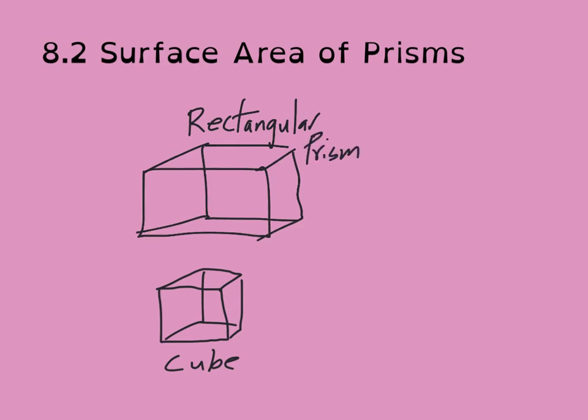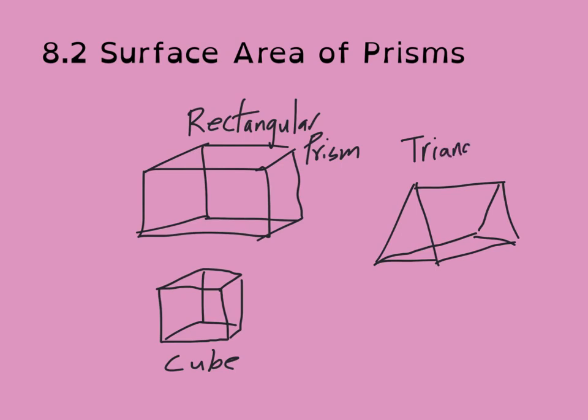Now, the other one we're going to talk about today is a triangular prism. The way that I kind of look at a triangular prism is it kind of looks like a teepee. And if you wanted to see all the sides, it would look like that. And you can see that a triangular prism doesn't have as many sides as a rectangular prism. So these are the things that we are going to be talking about today: triangular prisms and rectangular prisms.